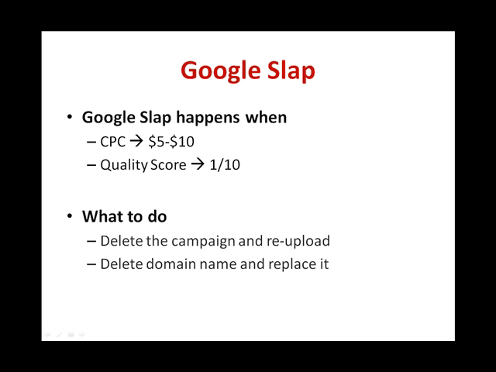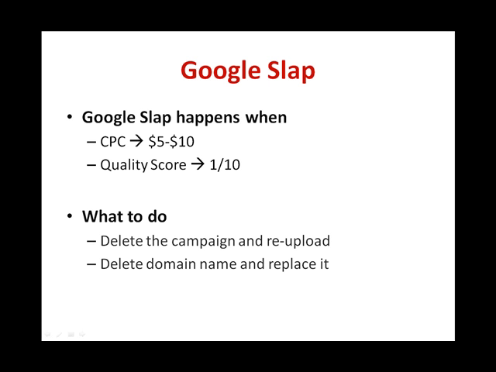Before we conclude PPC, we will discuss briefly about Google Slap. If you have been in the arena of internet marketing and PPC, you've most likely heard of the term Google Slap before. A Google Slap is when your cost per click suddenly increases to $5 to $10 and your quality score drastically drops to 1 out of 10. A Google Slap occurs when Google feels that your campaign is irrelevant and does not provide a good user experience. This could be the case if you have extremely low click-through rates, irrelevant ads, and extremely poor landing pages. Your landing page may be loading too slowly, have too many affiliate links, and overall not be user-friendly.